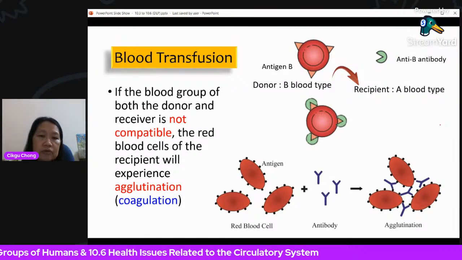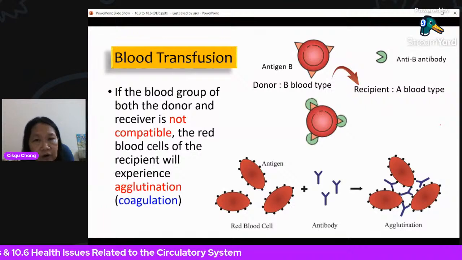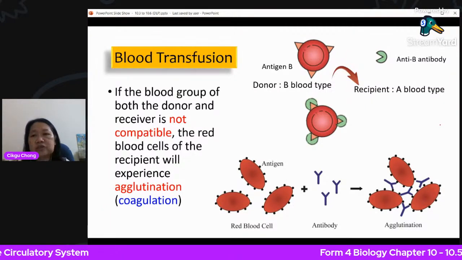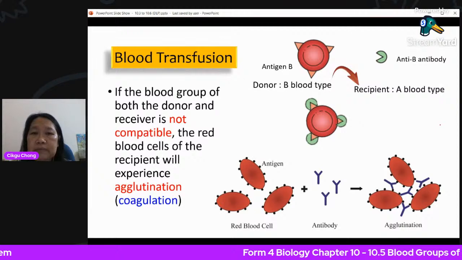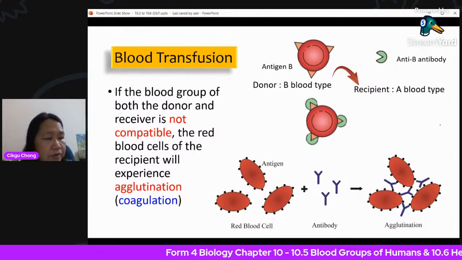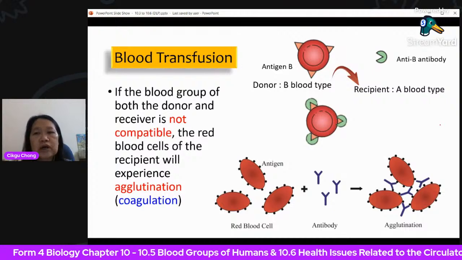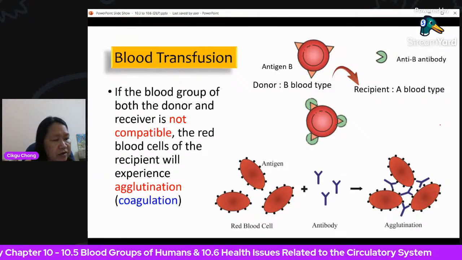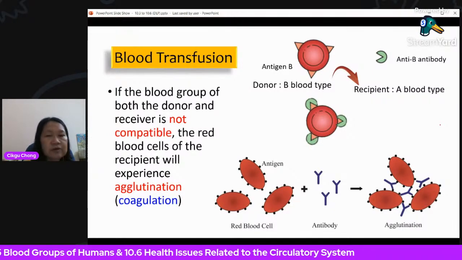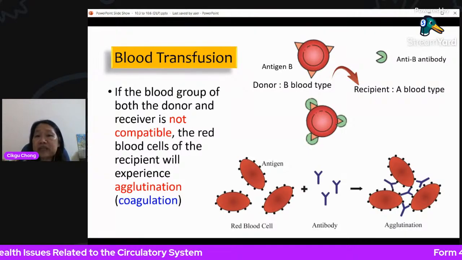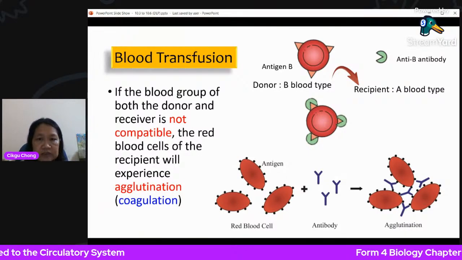So the antibody will bind to the antigen. Therefore you see B blood type cannot be donated to A blood type people. The B blood cannot be a donor to A blood. Let's go on to the next slide. I think you can understand this. This is what you've already learned in Form 3. This is just a revision.